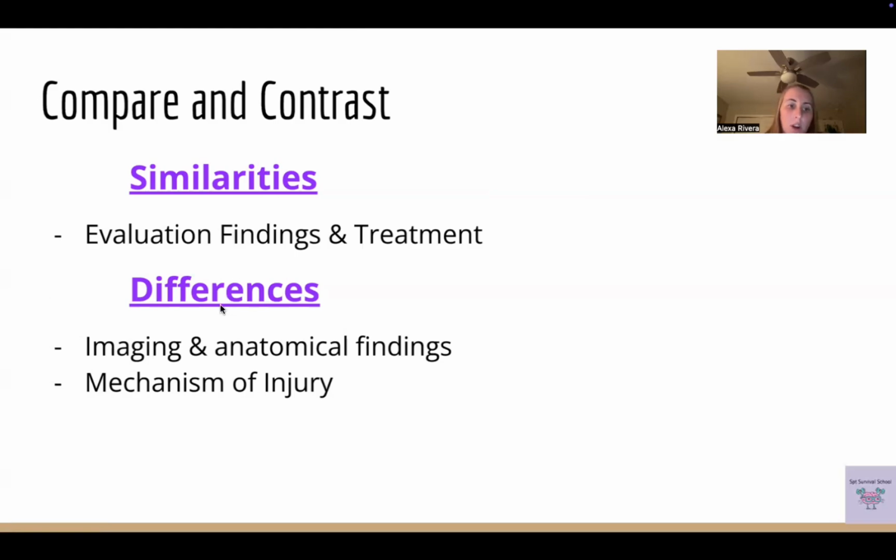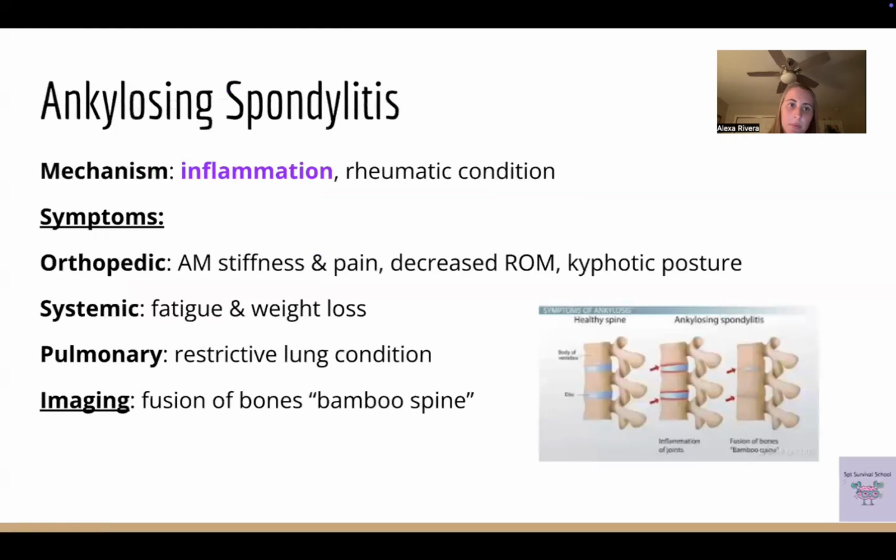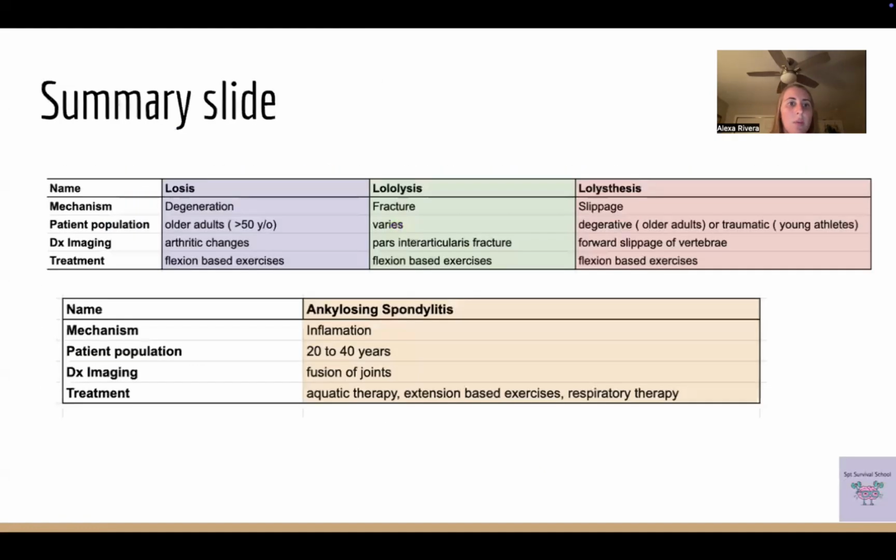Now, differences are going to be what you find on imaging and anatomical findings, mechanism, and also the patient population. It's not in this picture here, but I'm going to take you to the end here. If you can keep in mind these three conditions, the three over here, and then spondylitis, that'll be very helpful as we learn ankylosing spondylitis.